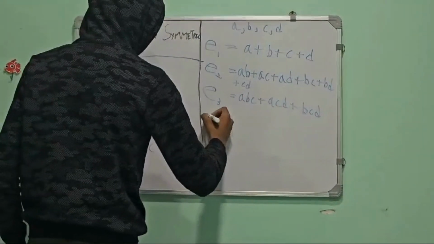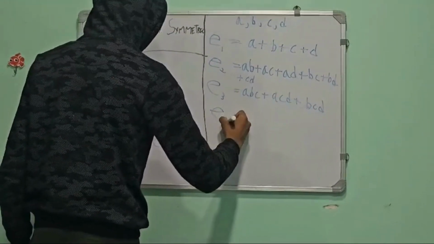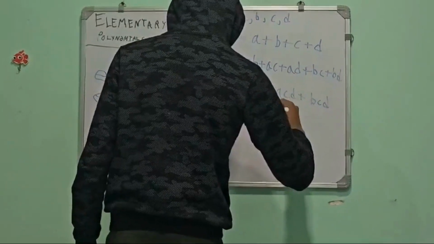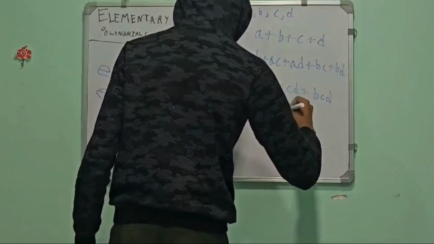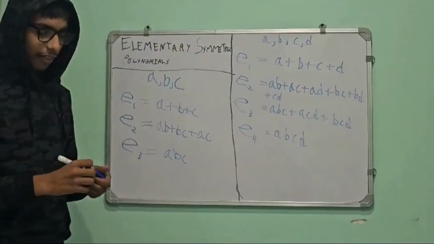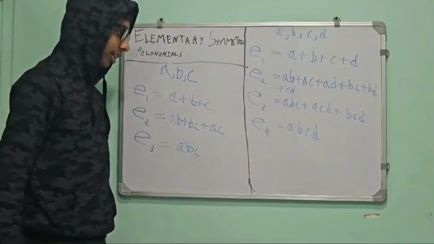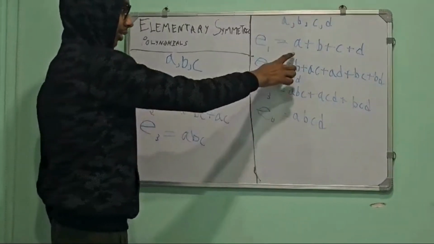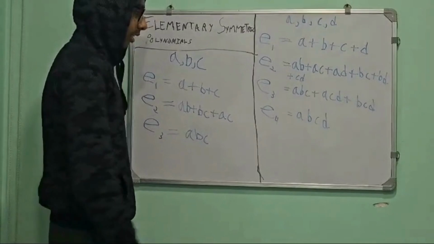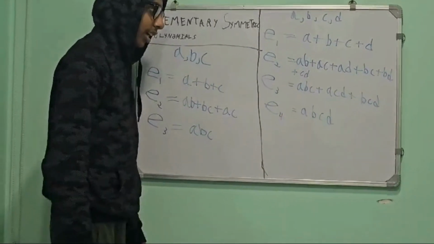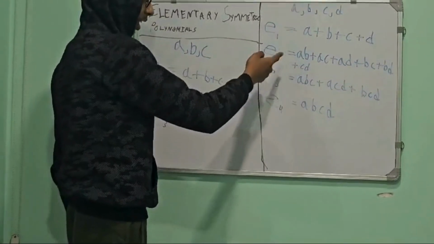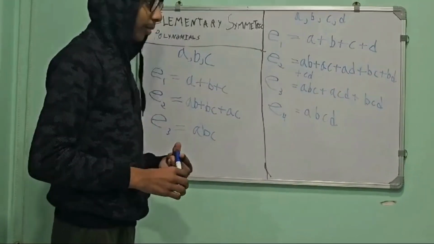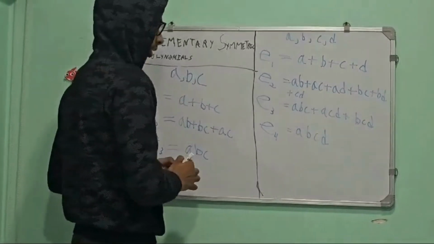And the fourth one will simply be the product. So as we can see, if we have n variables, then we will have n elementary symmetric polynomials. The first one is just going to be the sum of them all. The last one is going to be their product. And the second one is going to be sort of their pairwise product.